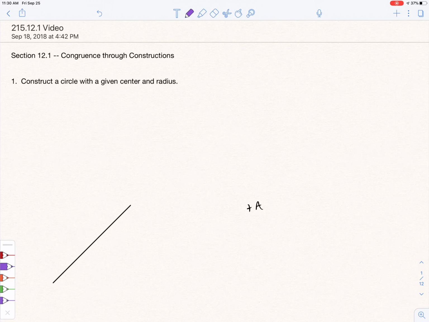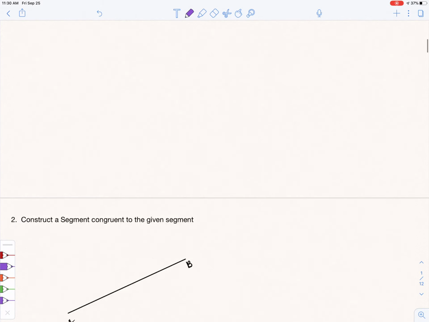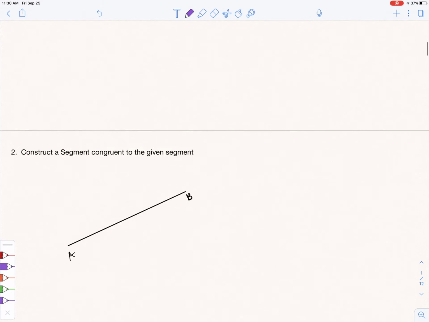Hey folks, so this is going to be a video that deals with triangle congruency. It's a pretty important video, so stay tuned. This is in section 12.1. Let's go ahead down a couple pages until we get, first of all, to the definition of congruent triangles.